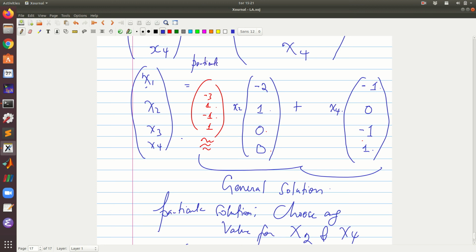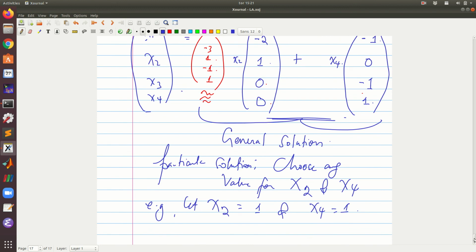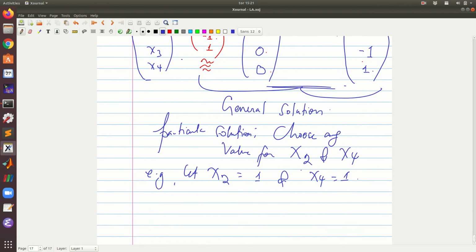This is a particular solution. Please note that there are so many particular solutions. This is a general solution. There are so many solutions which will satisfy this system, a particular solution for any particular choice of the free variables x2 and x4.